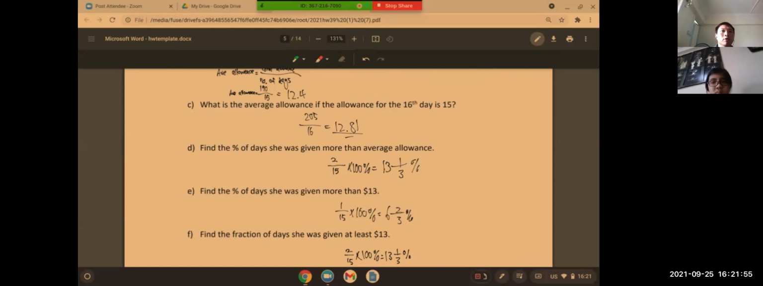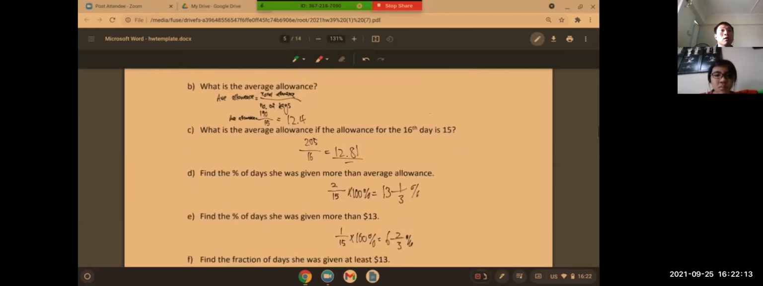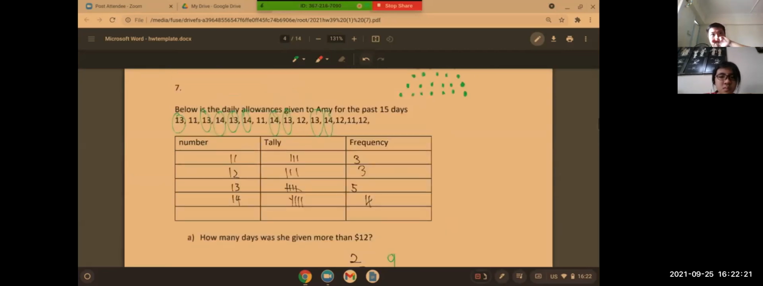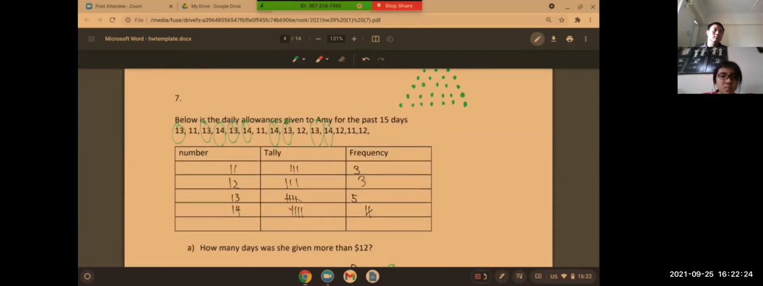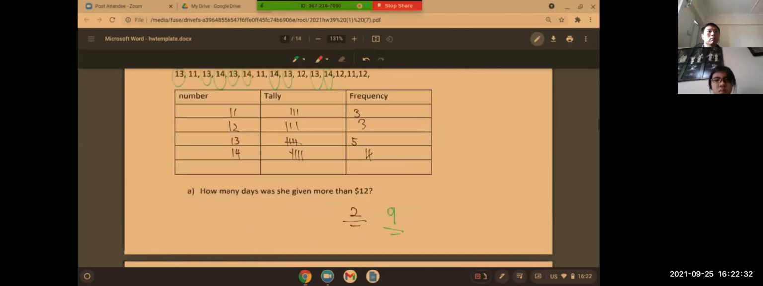Find the percentage of days you given more than average. So more than average, what's the average? 12.4. So you're telling me only 2 days more than 12.4? 9. Huh? Wait, 你不要乱来哦，you better count again. It's more than 12.4. You better count again. I don't know why you get 2. 9, okay, continue. Correction.